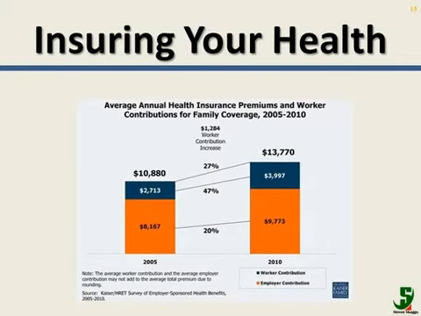This chart from the Kaiser Foundation shows that health insurance premiums for family coverage rose from just under $11,000 annually in 2005 to just under $14,000 in 2010. Employers picked up some of the increase, but employees had to pay $1,284 more for coverage on average in 2010 than they did in 2005.